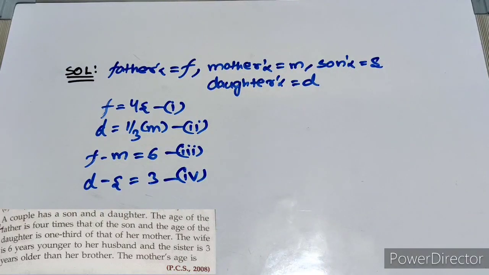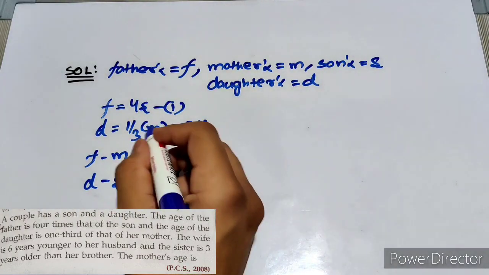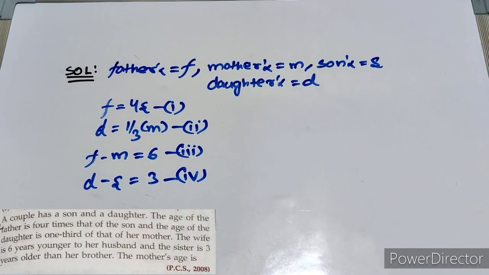So we have got 4 equations, and they have asked for the mother's age. So we need M. Always check the number of equations and the number of variables. If the number of equations is equal to the number of variables, then the question can be 100% solved, provided that no equation is made up of the remaining equations.